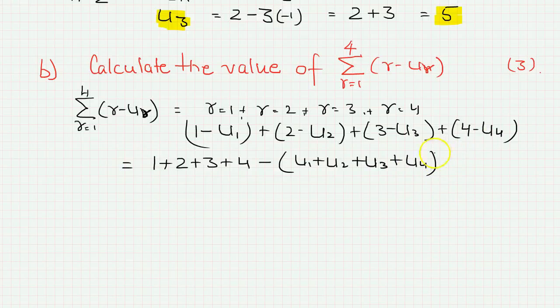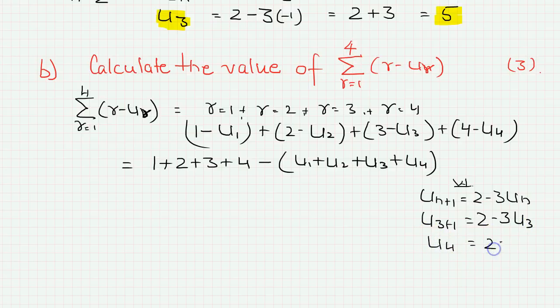So for the value of u4, we have to go back to the question where it says u(n+1). This is our working. So u(n+1) is equal to 2 minus 3un. So now we are going to put n is equal to 3. So u(3+1), that is u4, is equal to 2 minus 3u3, and u3 is 5. So 3 multiplied by 5, that is 2 minus 15. So it will be minus 13.